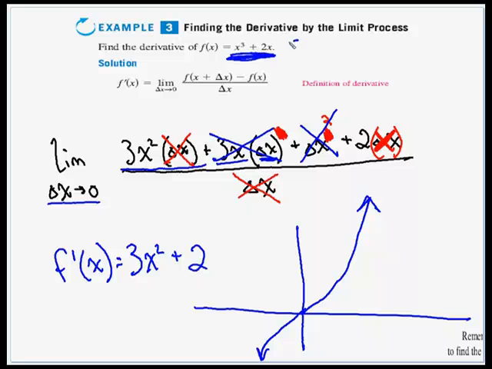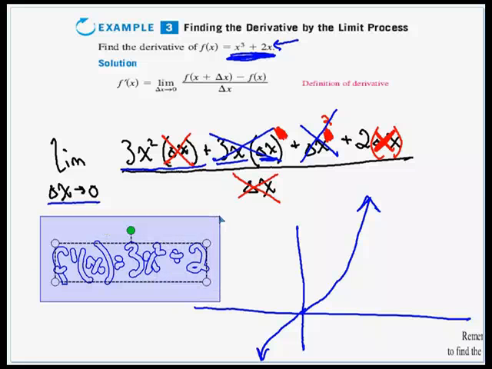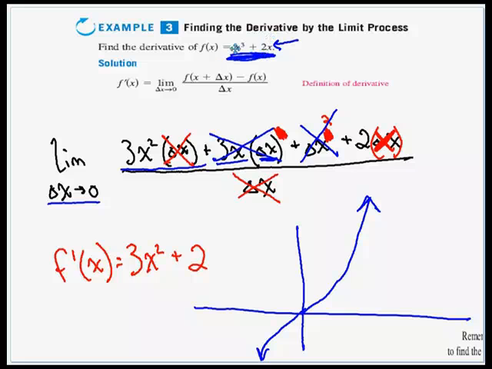So here in blue is our function. And I should have switched colors. Let me change this to red. So our original function, x to the third plus 2x, looks probably roughly something like this. We manipulated this, we played around with it with our quotient, and found the derivative of this function. And that function is 3x squared plus 2.